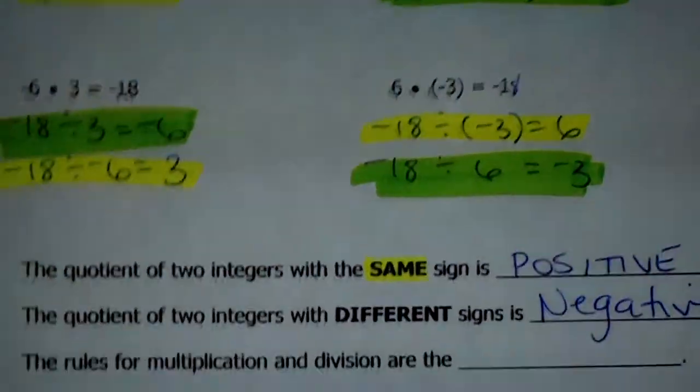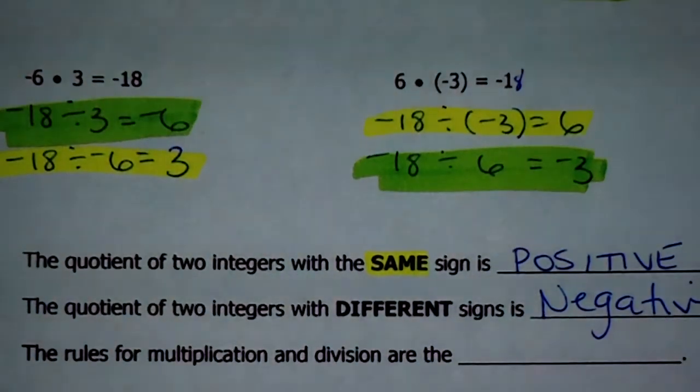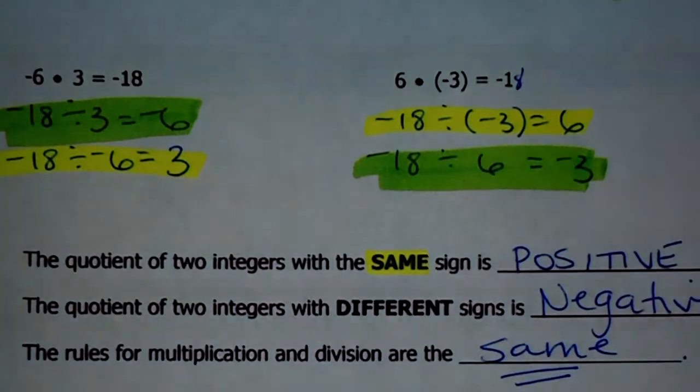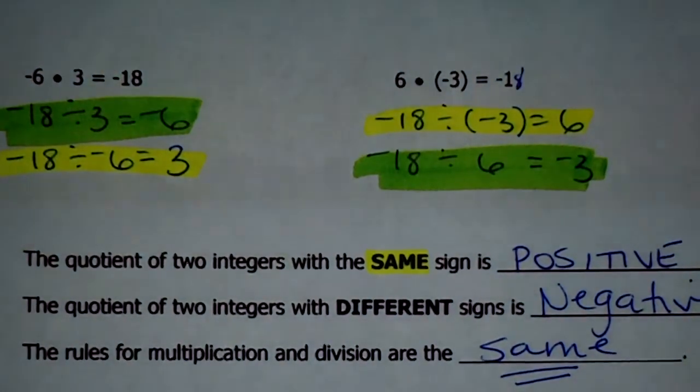So the rules for multiplication and division are the same. Isn't that wonderful? So multiplication and division have the same rules. That means we just need to know one set of rules. And hopefully we have an understanding so we're not just memorizing it, we get it. All right, so let's try a few now.